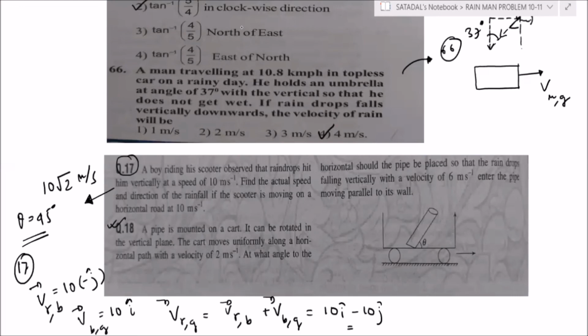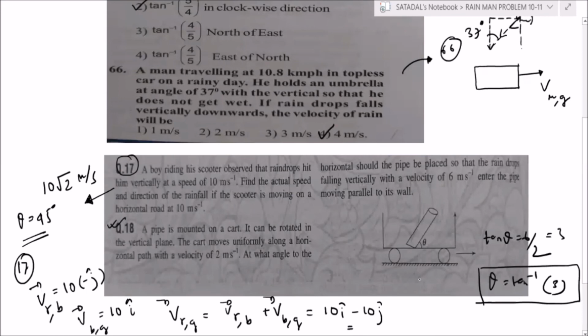It is simply tan theta is equal to 6 by 2. That is equal to 3. So theta is equal to tan inverse of 3. Okay, no? Fine? Is that okay? Yeah.